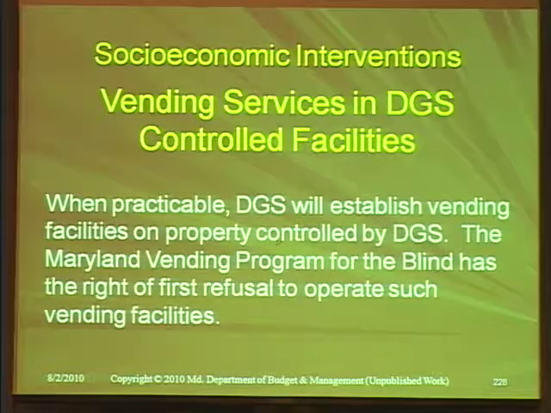Okay, gee, it's interesting that this is in there. When practicable, DGS will establish vending facilities on property controlled by DGS. The Maryland Vending Program for the Blind has the right of first refusal to operate such vending facilities. Okay. What was that?